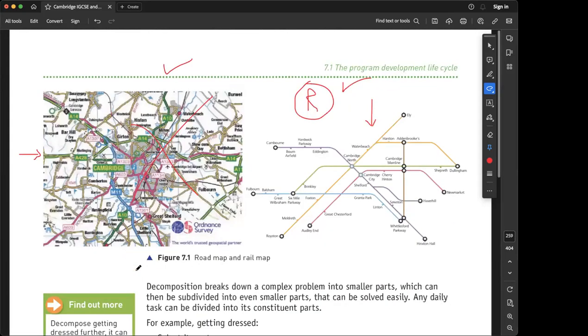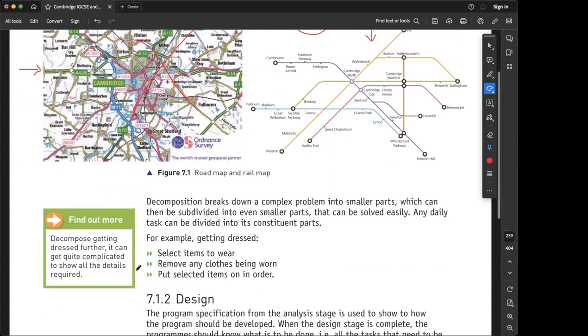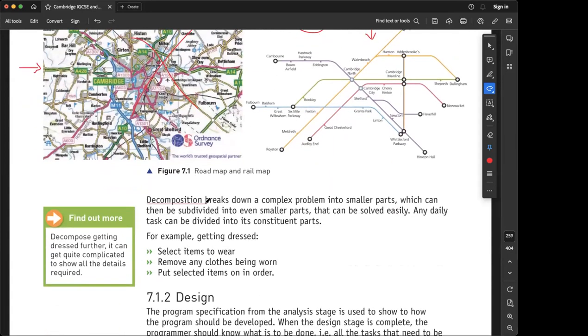Yes. The next part of our analysis stage is decomposition. What is decomposition? It is going to break down a complex problem into smaller parts, which can then be subdivided into even smaller parts. Then it can be solved easily.